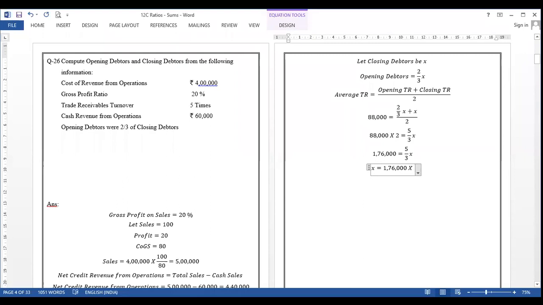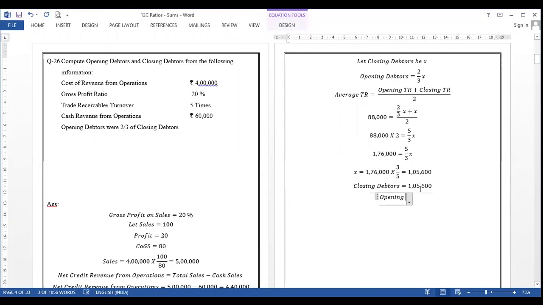176,000 divided by, into 3 divided by 5. Yes. Now I want you to give me the value, please. 1,05,600. Okay. So this is what is x, and x was assumed as closing debtors. That will be equal to 1,05,600.